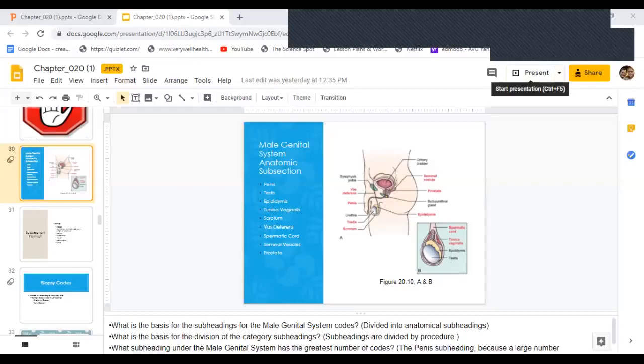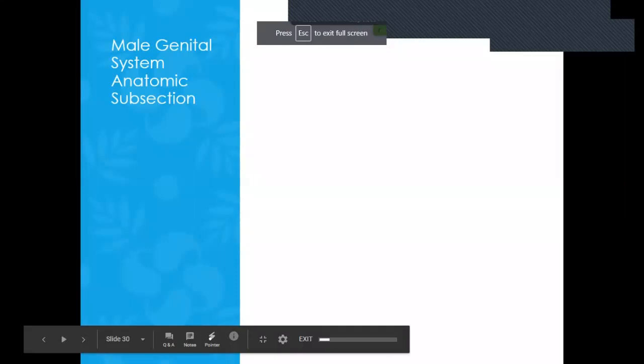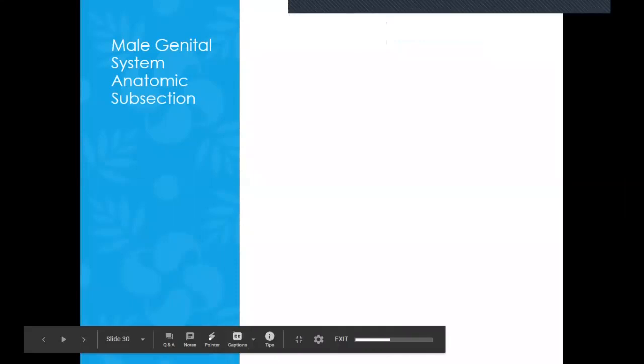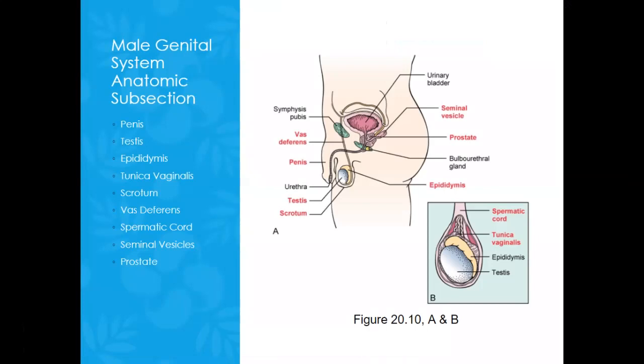I want to let you know that this starts on page 522 of your step-by-step manual, and we're talking about the male genitalia system, the anatomic subsection. The subsections that we're going to be talking about through these slides are the penis, the testes, the epididymis, tunica vaginalis, scrotum, vas deferens, spermatic cord, seminal vesicles, and prostate.